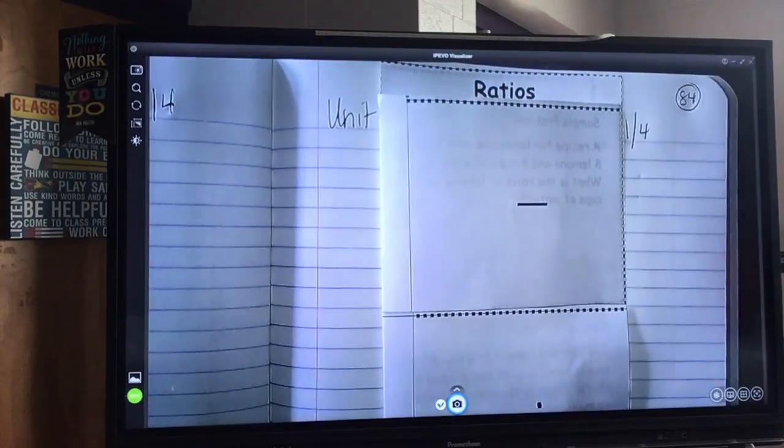Alright, so there are 3 different ways you can write a ratio. You can use a fraction, you can use the word form, and you can use the colon form. We're gonna talk about each one of those. The biggest thing that you guys are gonna see and use is the fraction form.